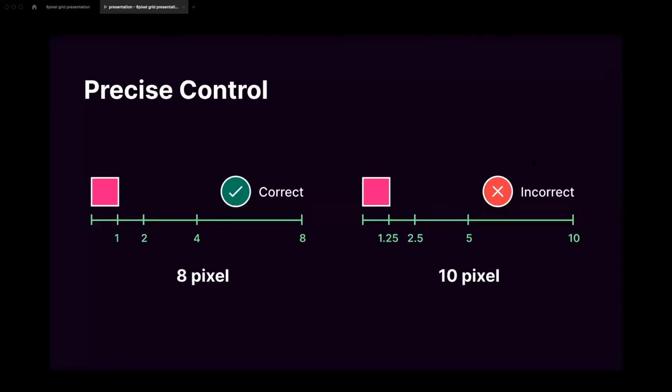Let's move on to precise control. As you can see in this image, an 8 block pixel grid can be further broken down into 4, 2, and 1. And in the second image, a 10 block pixel grid or similar will end up with 5, 2.5, 1.5, and so on. When items are aligned or sized with decimals, they look hazy and distorted at the edge.